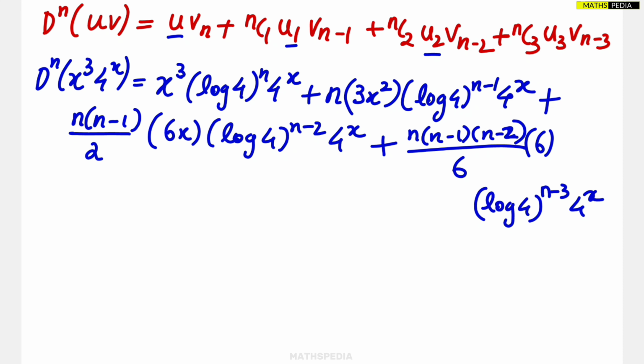Now we can simplify here, what all things can be taken outside. 2 and this 3, so it will become 3. This particular 6 and 6 gets cancelled. What else? Nothing. 4 power x can be taken outside. So it becomes, and the derivative of x cube into 4 power x becomes what?